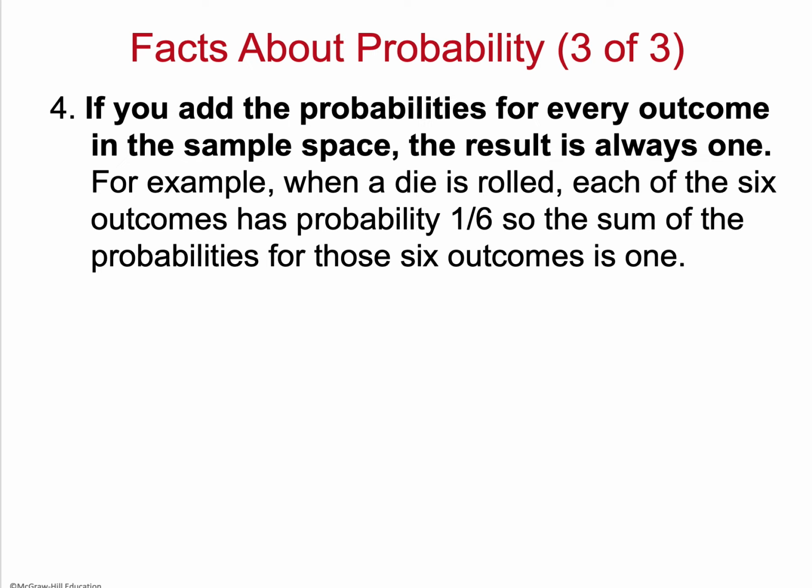If you add the probabilities for every outcome in the sample space, it's always going to add up to 1 because I have to get to that 100%. So if I think about it, what's the probability of flipping a heads and a tails on a coin? That's 50% plus 50%, which is 100%. So when you're adding up all of those probabilities, they're going to sum to 1.